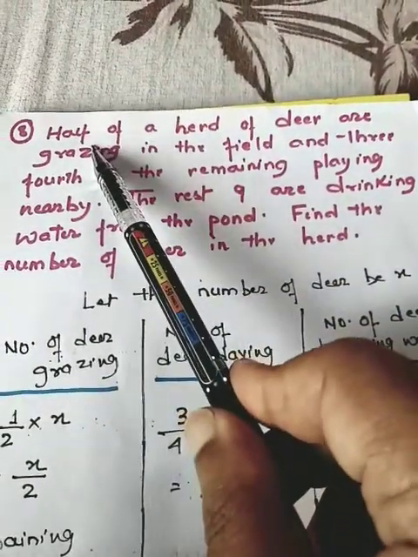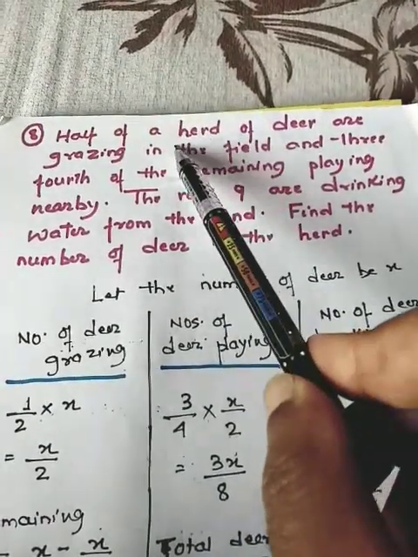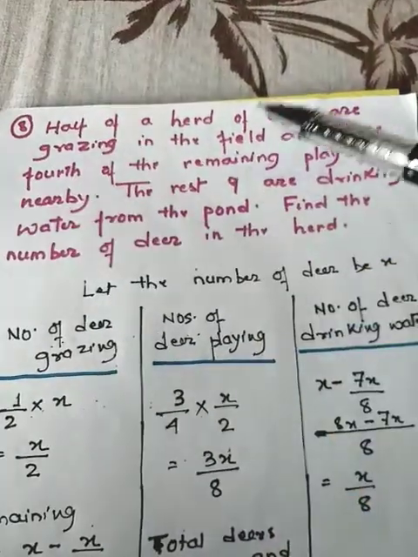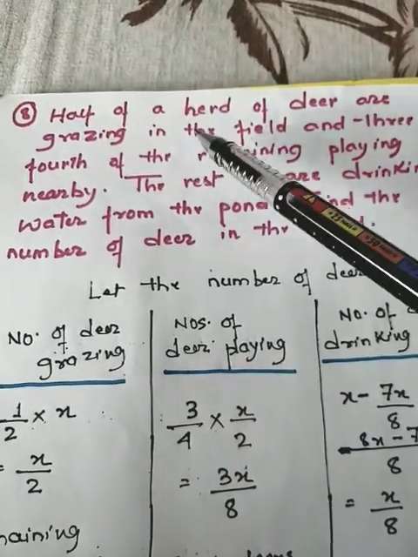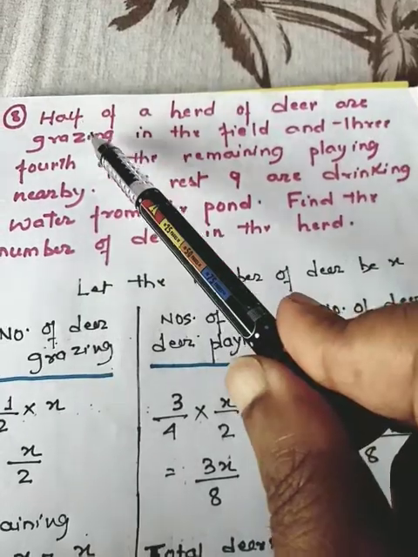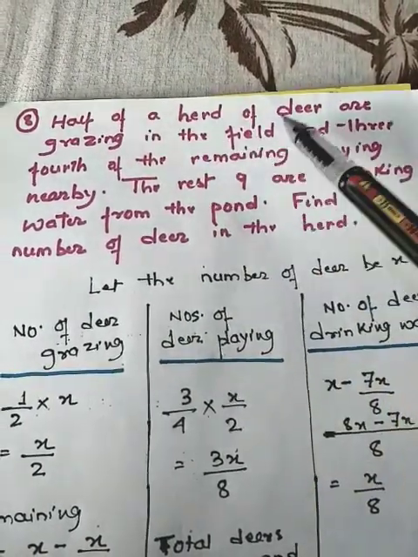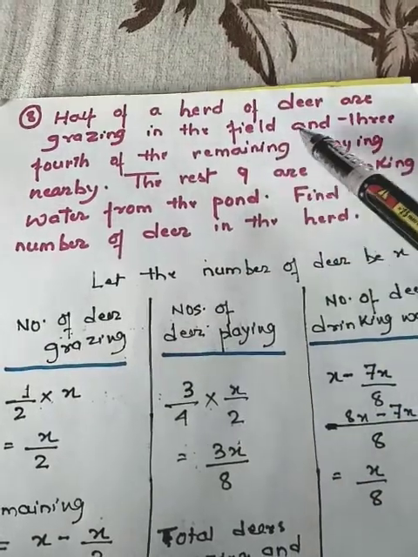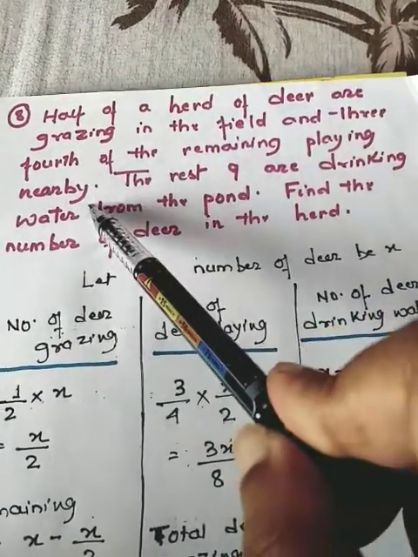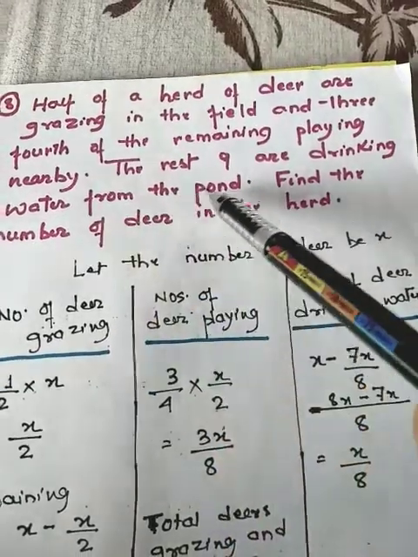Now, half of a herd of deer. Herd is a collective noun. There were many deer actually, so the collection of deer is called a herd. So half of a herd of deer are grazing in the field and 3/4 of the remaining were playing nearby. The rest, 9, are drinking water from the pond.